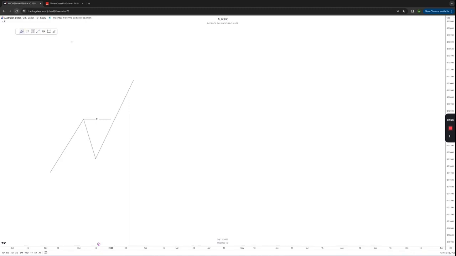And the same would apply for a bearish break of structure. Price would push down, we would push up, we would fail to break the previous swing high, price would continue down, break the swing low, and give us a new break of structure.